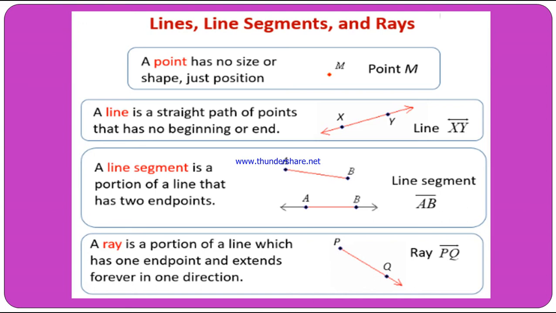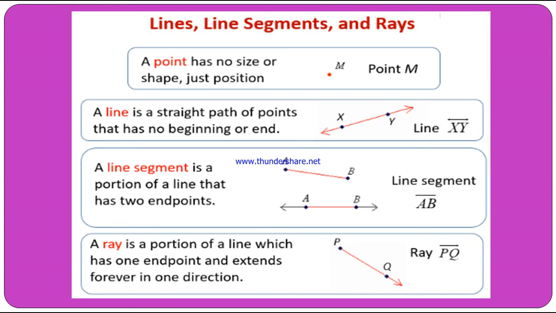The next one, ray. A ray is a portion of a line which has one endpoint and extends forever in one direction. See, a ray has only one endpoint. This is the starting point. You know the starting point, but the ending point we cannot find, because on one side we have a point, and on the other side it goes endlessly. So a ray also cannot be measured.